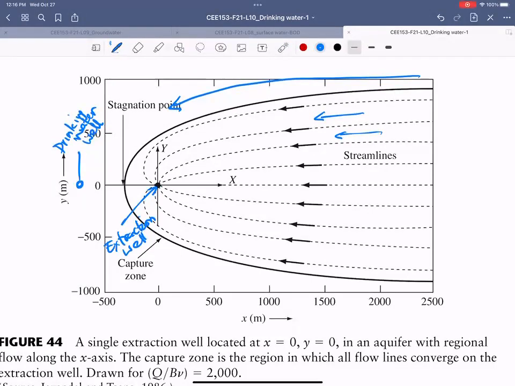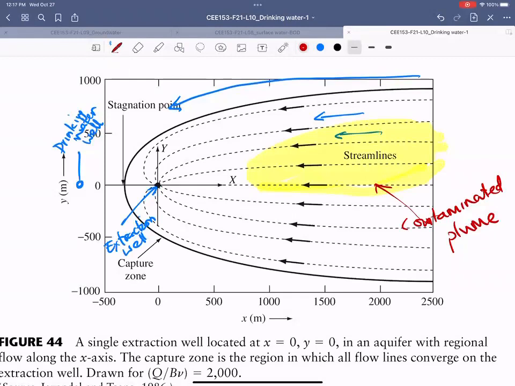So imagine there is a contaminated plume, and I will draw this one as a contaminated plume. Let's say this is your contaminated plume. If this is the plume direction and this is the width of the plume, that capture well, or the extraction well, will capture all the pollutants.